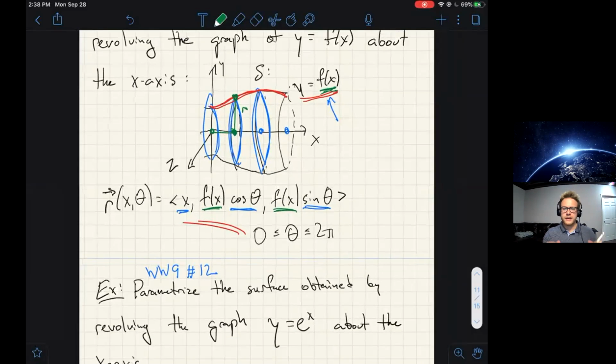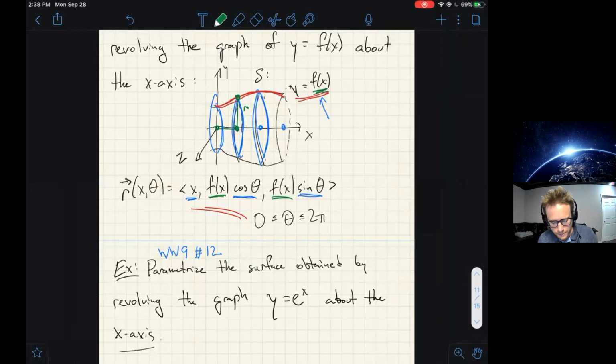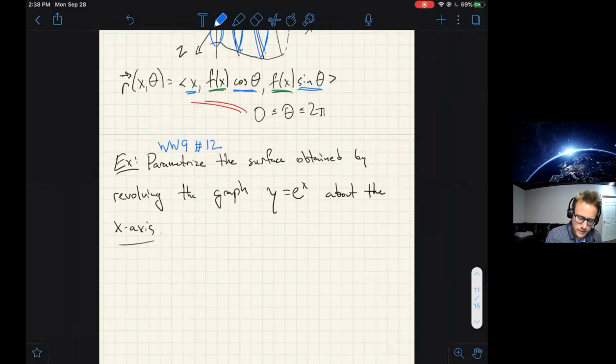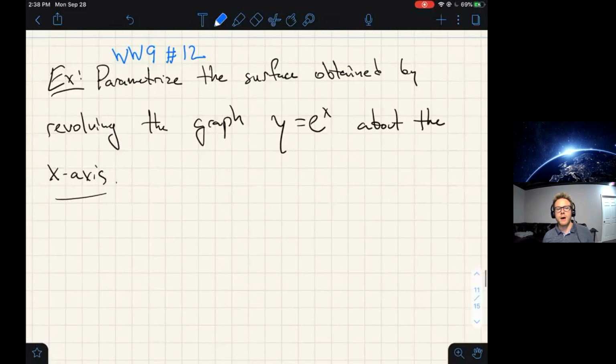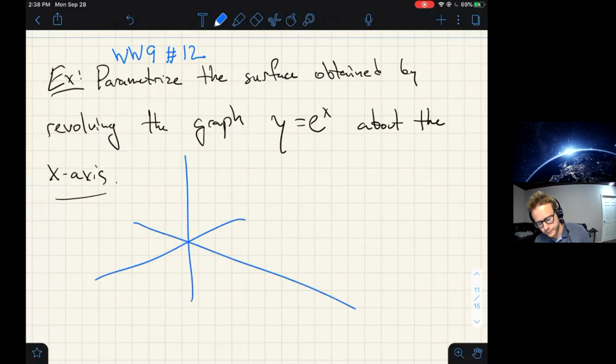So now that we have this information, let's use it for something, right? Let's see if we can apply this to this question right here. And again, this is very similar to a WebWork question. We want to parameterize the surface obtained by revolving this equation, y equals e to the x, about the x-axis. So if I was to go ahead and draw this, maybe I should have rotated this around a little bit, but I'll stick with it. X, Y, Z. I have to try to draw this thing in the XY plane, which is flat on the table. So it's a little bit weird.